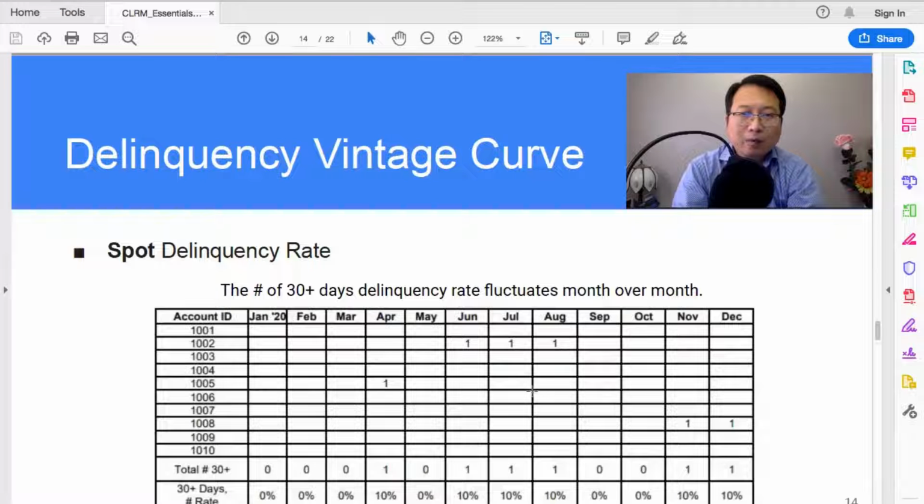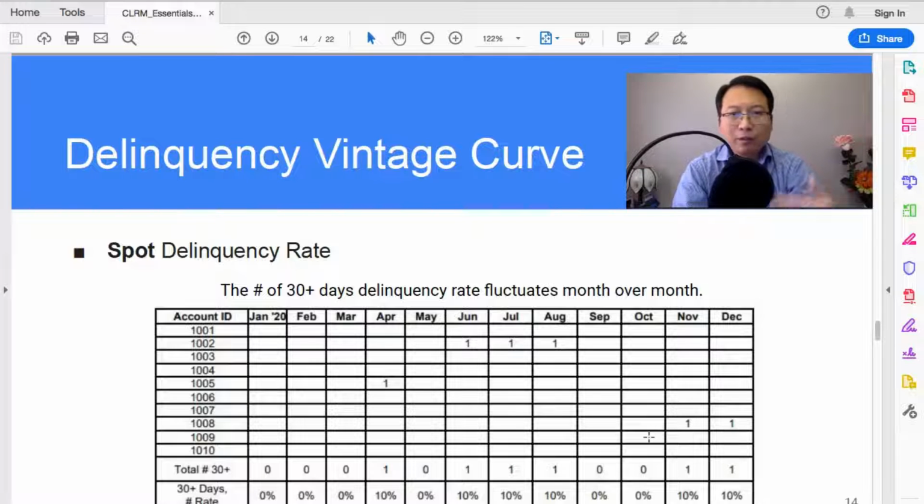Now we translate those delinquency cycles into a 30 plus days delinquent indicator. If in a given month it was beyond 30 days delinquent, we have indicator 1. So you see that account 1002 has 3 indicators. Account 1005 has 1, and account 1008 has 2.